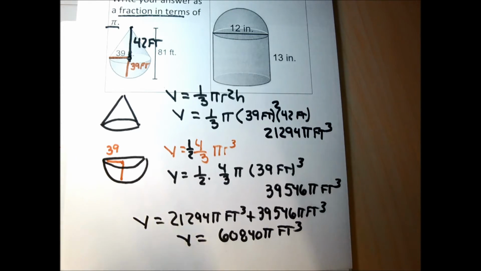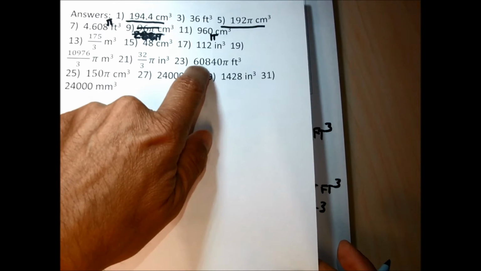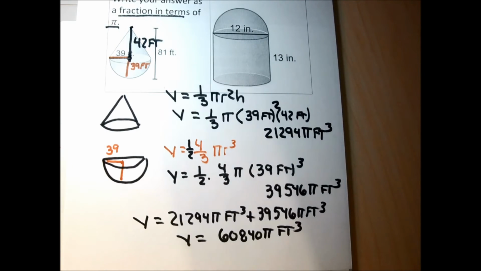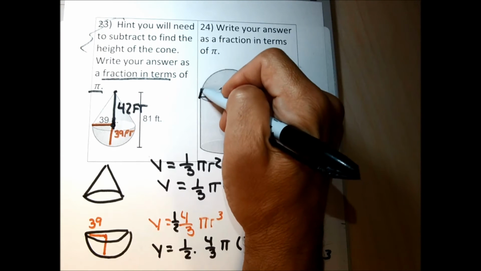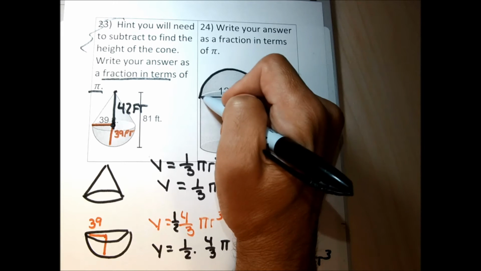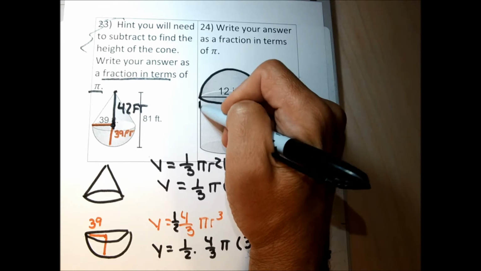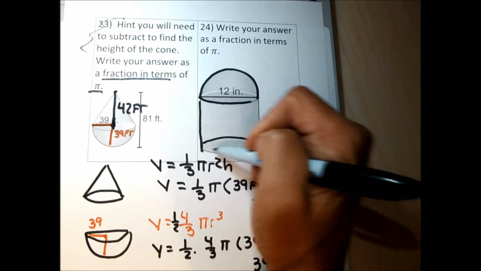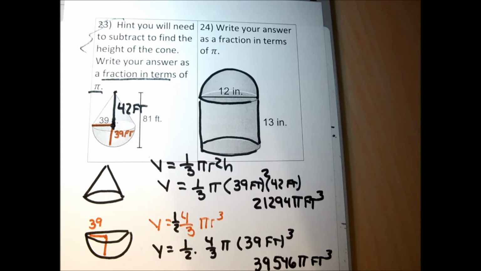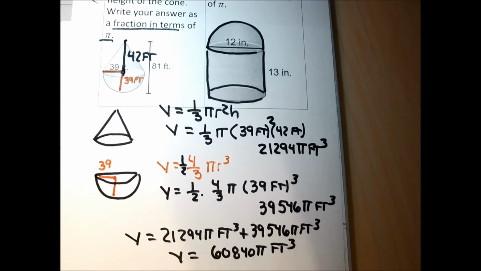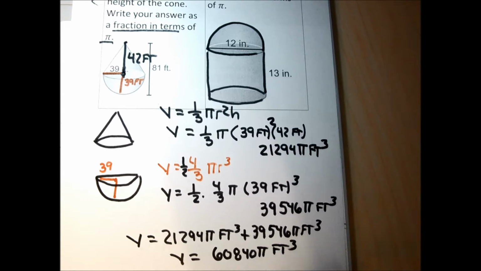And it's exactly what I got when I did problem 23 when I wrote my key. So I'm not going to do a 24. 24 is actually easier. I would have to do the sphere on top, and it's a half sphere, and then the base is a cylinder, and so I'd find the volume of each and add them together. Yours was harder, so I thought I'd do it. So your answer should be that, 60,840 pi feet cubed.